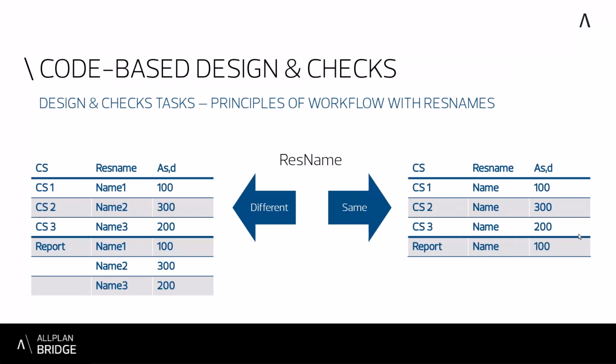The difference between the usage of different or same result names can be seen in the following example. Let's assume 3 construction stages with different results of necessary reinforcement area. If we save the results under different result names, we can print out each of the results. If we use the same result name, the highest reinforcement area is printed out. The same principle can be applied for the checks with utilization as a decisive factor.